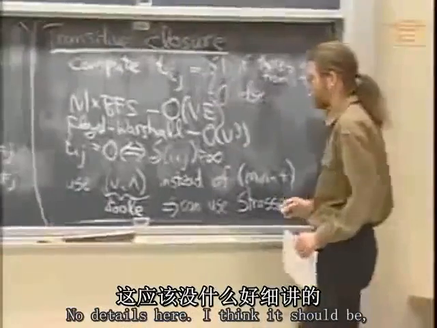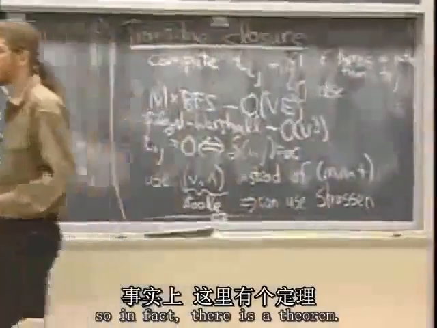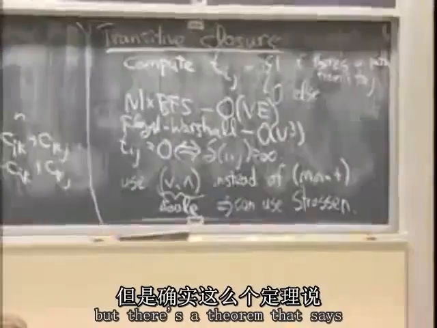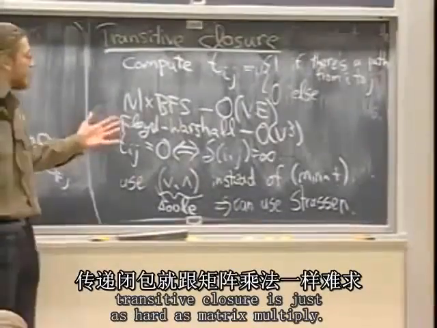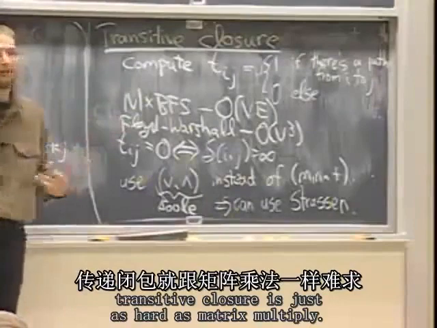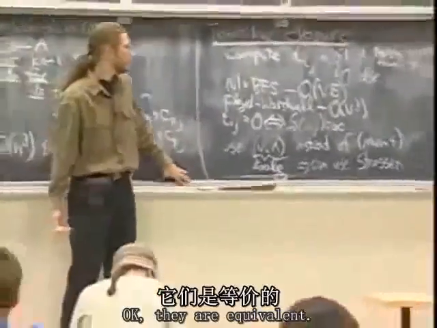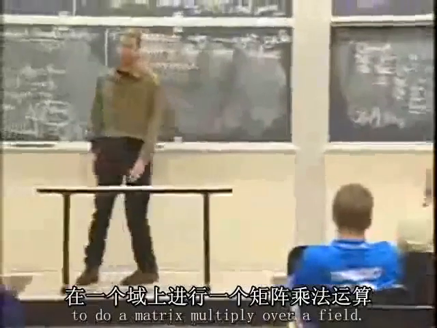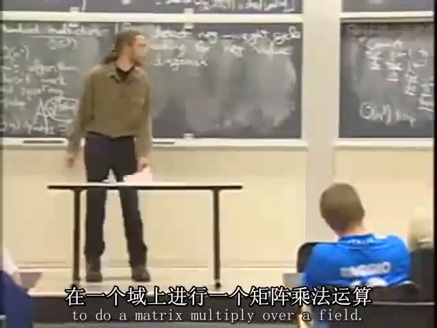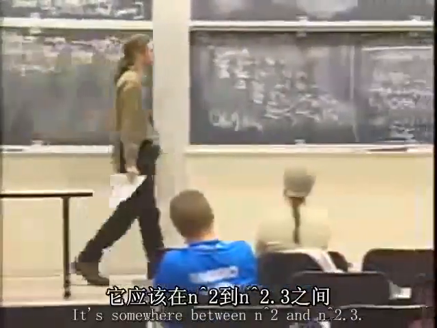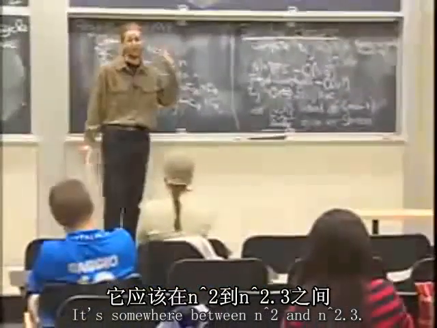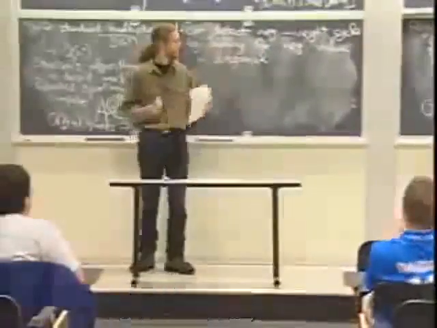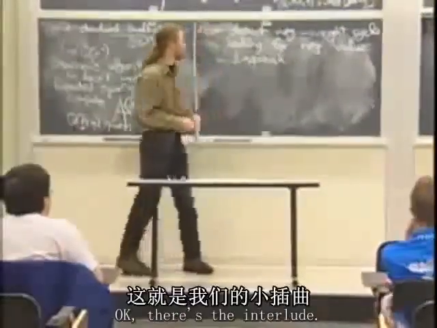In fact, there's a theorem, probably not in the textbook, that says transitive closure is just as hard as matrix multiply. They're equivalent; the running times are the same. We don't know how long it takes to do a matrix multiply over a field. It's somewhere between n squared and n to the 2.3. And whatever the answer is, same for transitive closure. Okay, there's the interlude.